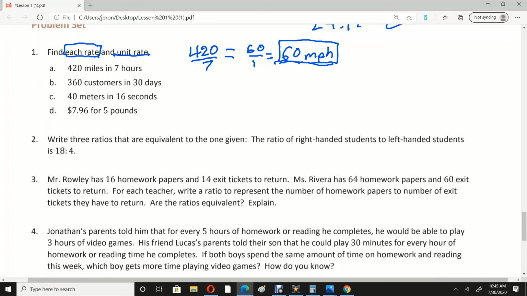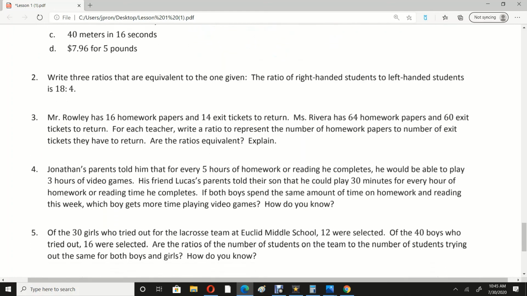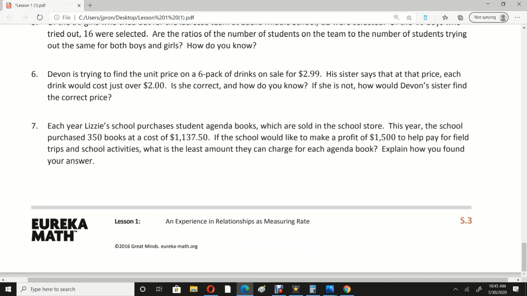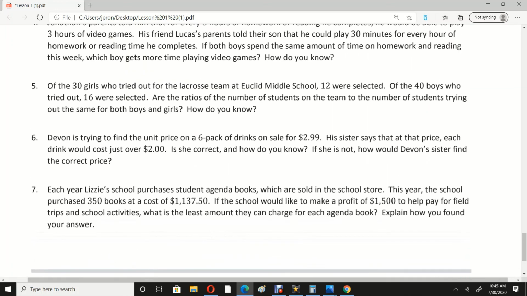Fantastic. Okay, so again, for questions 2 through 5, remember how we respond to constructive response problems. Remember your rubric.